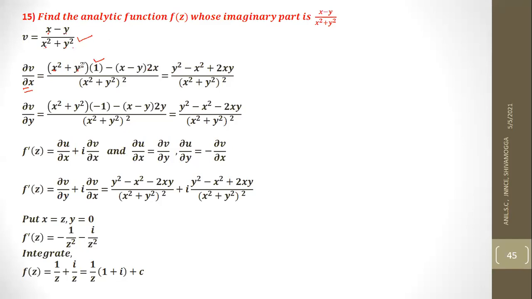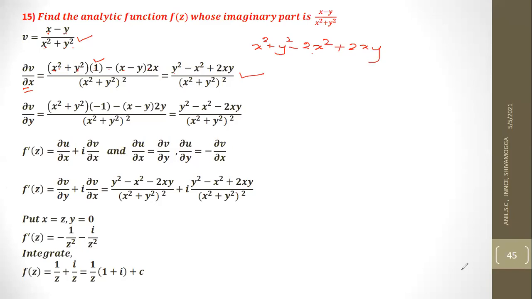Therefore, this is equal to x square plus y square into 1 is x square plus y square, minus x into 2x is minus 2x square, minus into minus plus y into 2x is plus 2xy. That is y square, x square minus 2x square is minus x square, plus 2xy, divided by denominator square, x square plus y square whole square. This is the partial derivative with respect to x.